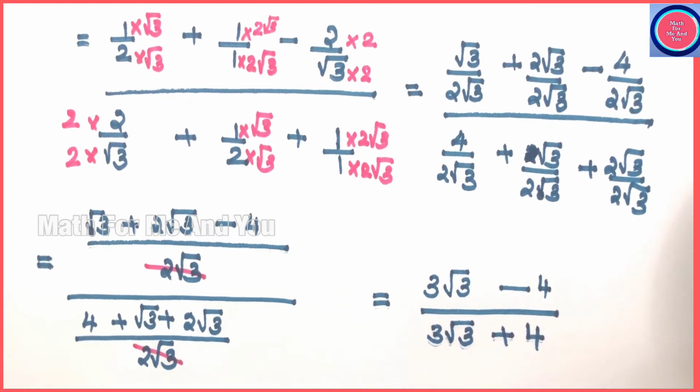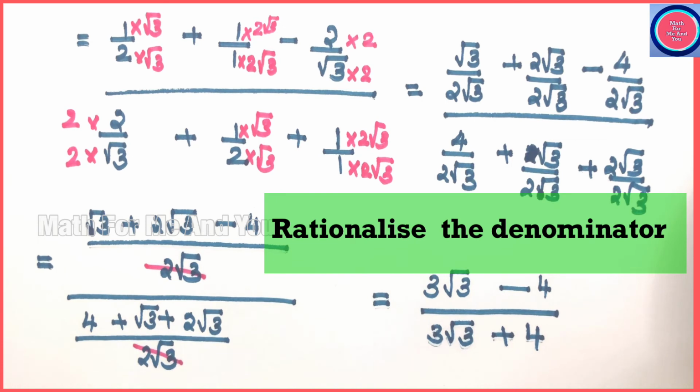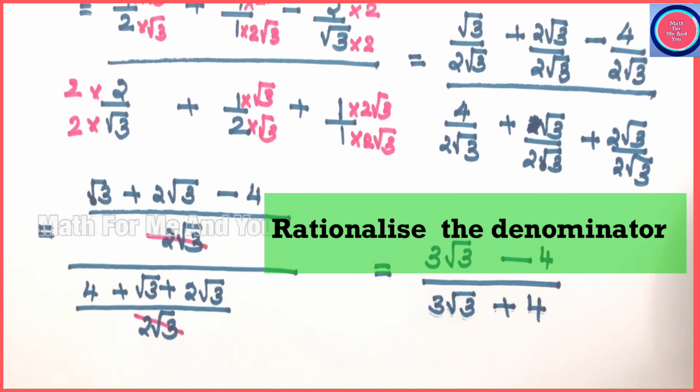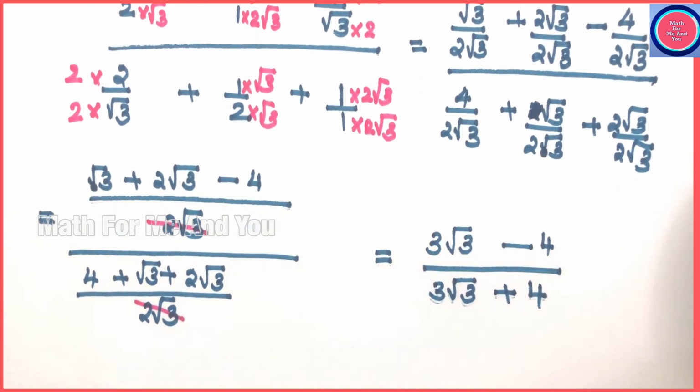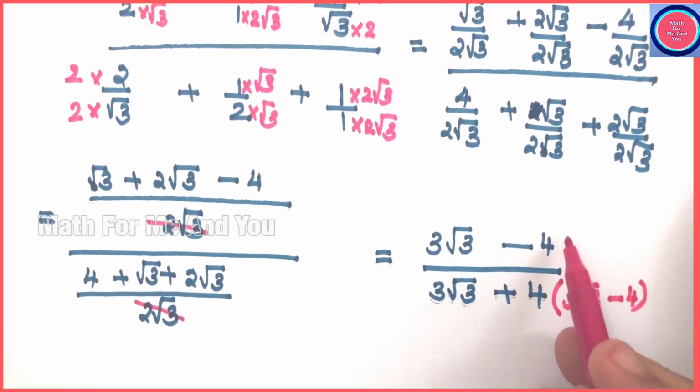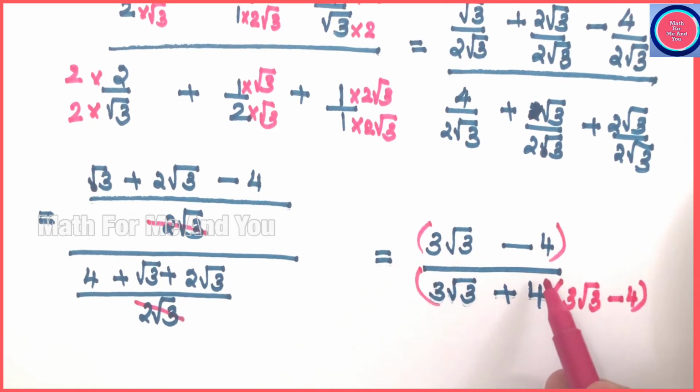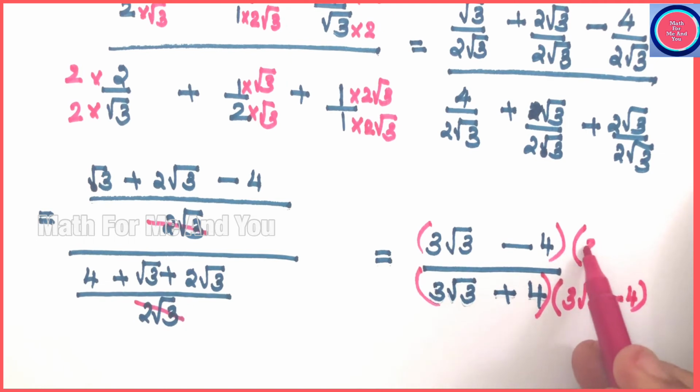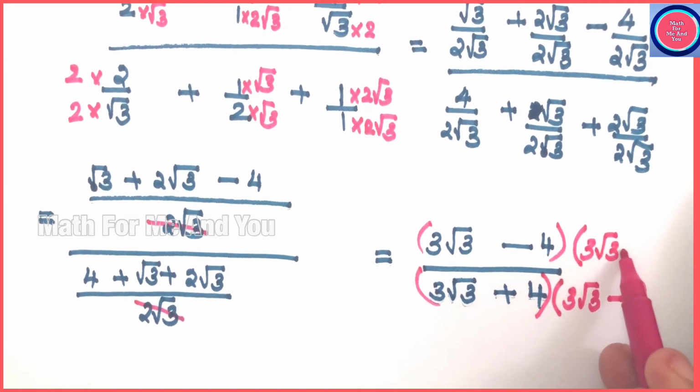Here the denominator is with a root, so we have to rationalize the denominator. What is the meaning of rationalize? Multiply the numerator and denominator with the conjugate of the denominator. So we are going to multiply with the conjugate of the denominator, 3 root 3 minus 4, in the numerator side and denominator side. See, we have done that.